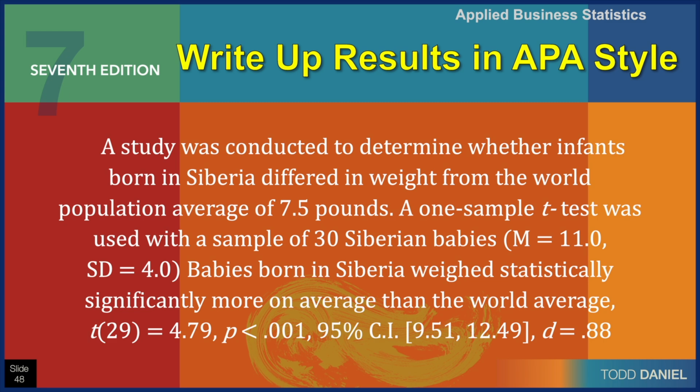Now notice that I'm reporting the mean as M and the standard deviation as SD. The reason that I'm doing that is because it is difficult to make an X bar in most, like Microsoft Word, and it can also affect publication. So APA style just says reported as a capital M for means, and that would be the same for population means, sample means, which report everything as capital M. Babies born in Siberia weighed statistically significantly more on average than the world average, and that was how I would write up those findings. And then there's my effect size of 0.88. It's a big effect, and yeah, we found a statistically significant difference.